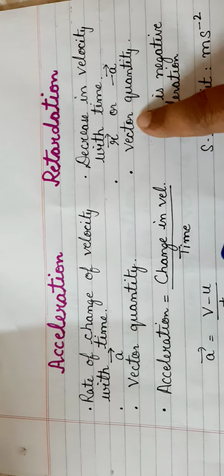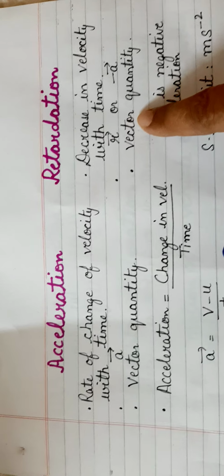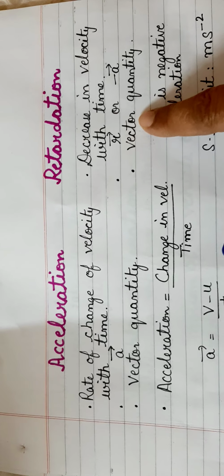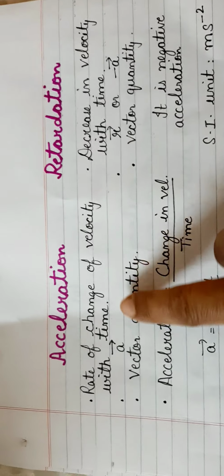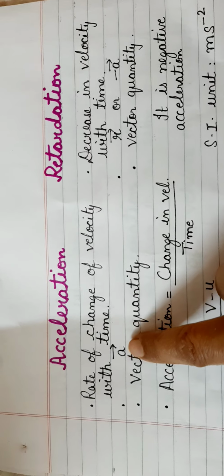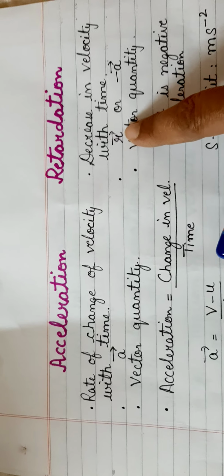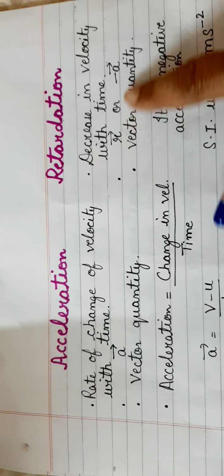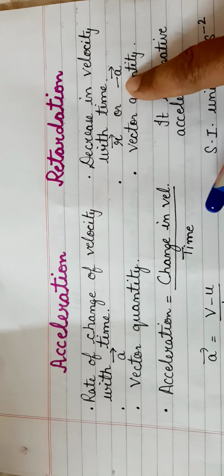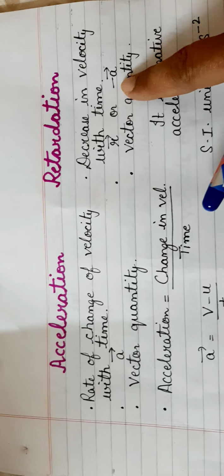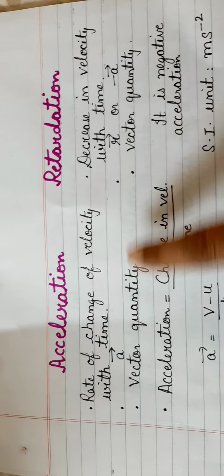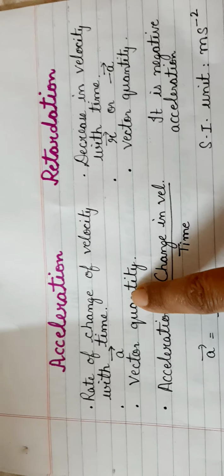Both of them are vector quantities as they involve magnitude along with direction. Acceleration is represented by a small a with an arrowhead, while retardation is represented by a small r with an arrowhead, or it could also be represented as negative a. Now let us look at why this is negative and why this is positive.